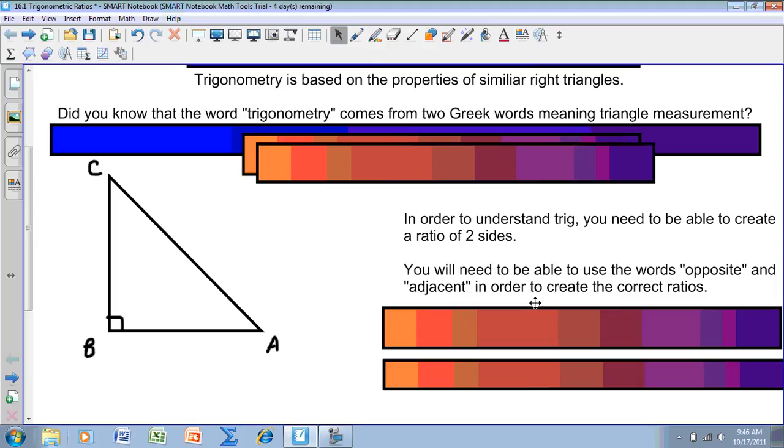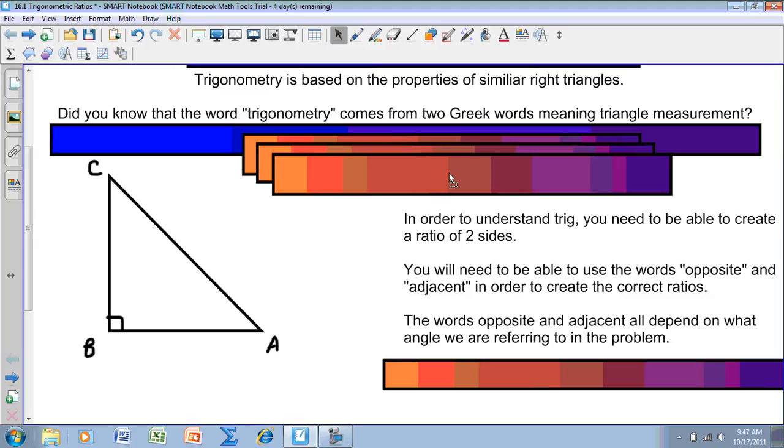You'll need to be able to use the words opposite and adjacent in order to create the correct ratios. So we're going to add two new vocabulary words here. Opposite, which you know that word, we've used it before, and adjacent. Adjacent means next to. We're going to have to use those in order to create the correct ratios. Let's see what the third thing here says. It says, well, the words opposite and adjacent all depend on what angle we're referring to in the problem.